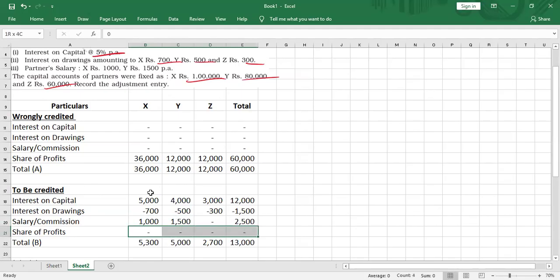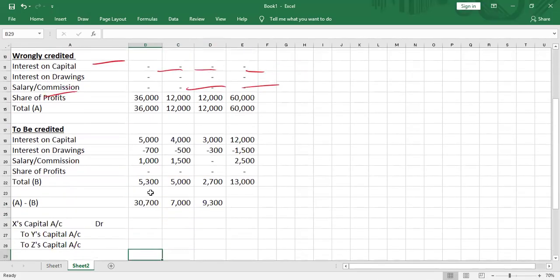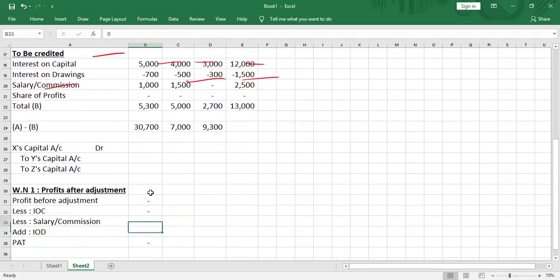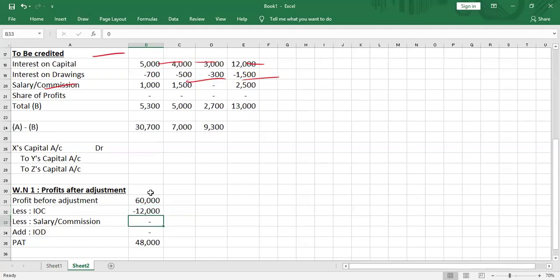Now, the share of profits, the new share we need to find out, because that 60,000 was before all the adjustments. Am I right or not? So the new share will be the profit before adjustment. Interest on capital is subtracted from profit. So I am subtracting it here, 12,000.